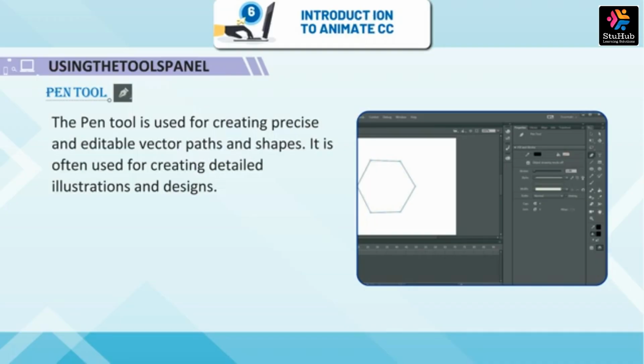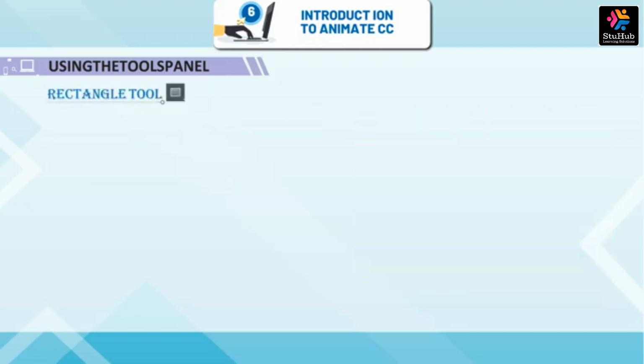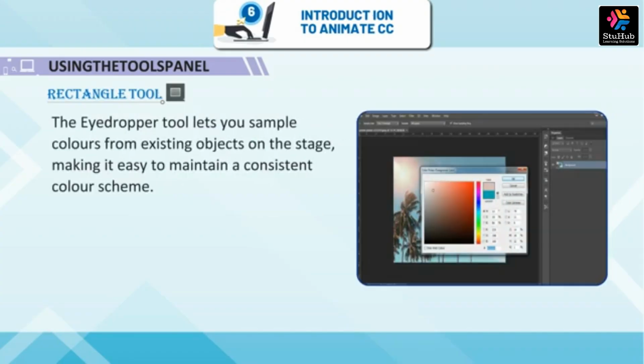Pen tool. The pen tool is used for creating precise and editable vector paths and shapes. It is often used for creating detailed illustrations and designs. Rectangle tool. The rectangle tool is used to make rectangles and rounded rectangles. This tool is also used to make it easy to draw perfect geometric shapes. Adobe Animate CC includes various shape tools such as the rectangle, ellipse, and polygon tools.